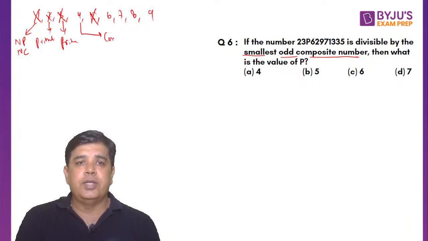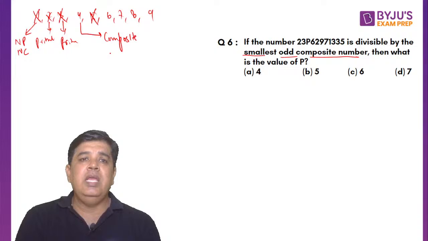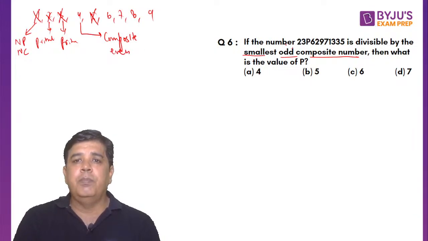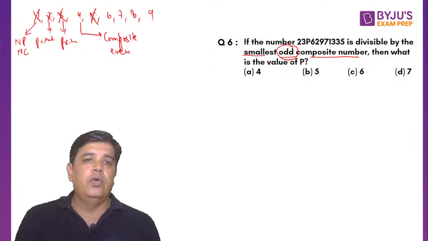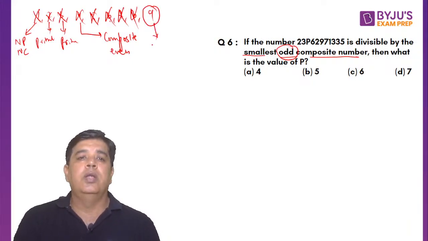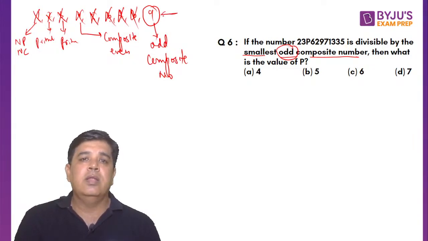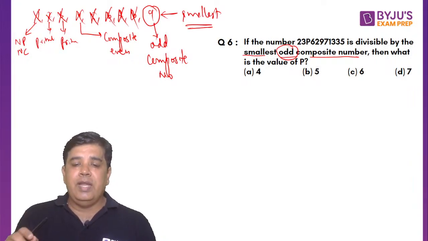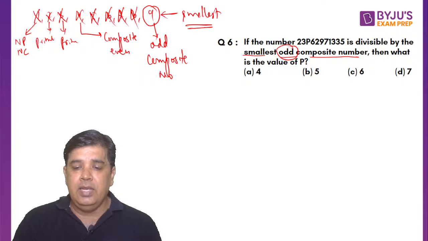4 is composite but even. They are asking composite as well as odd. So 4 is out. 6 is composite, even, out. 7 is prime, out. 8 is composite, even, out. 9 is composite as well as odd. So odd composite smallest number is 9. Okay, so we have to divide this number by 9.